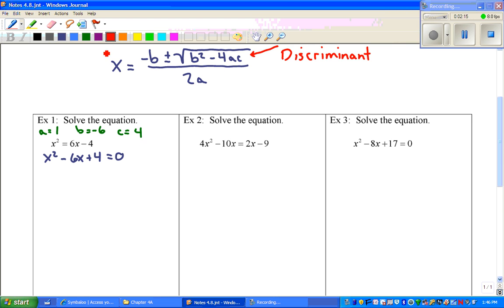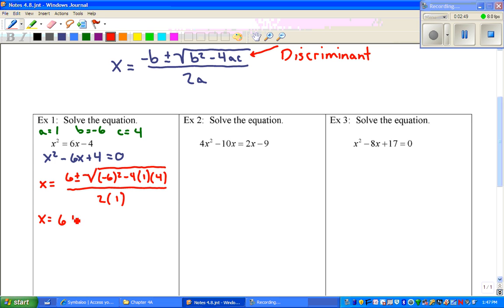So I'm going to start to solve this as x is equal to the opposite of b, because that's what I have. So I have 6 plus or minus the square root of b squared, which is negative 6 squared, minus 4 times a, and my a is 1, times c, and my c is 4, all under the square root, divided by 2 times a, which is 1. I'm going to solve underneath my square root first. I'm going to determine what this discriminant is.